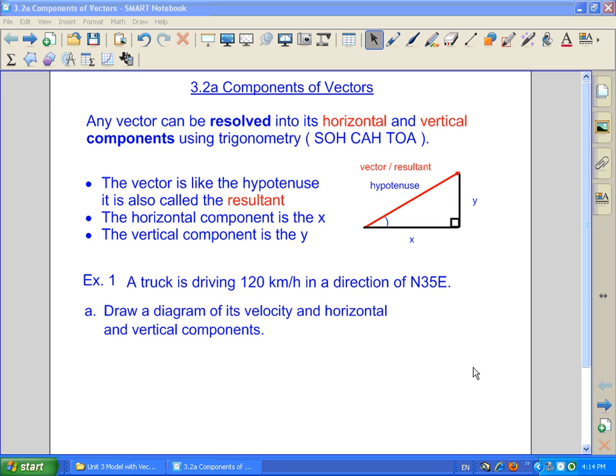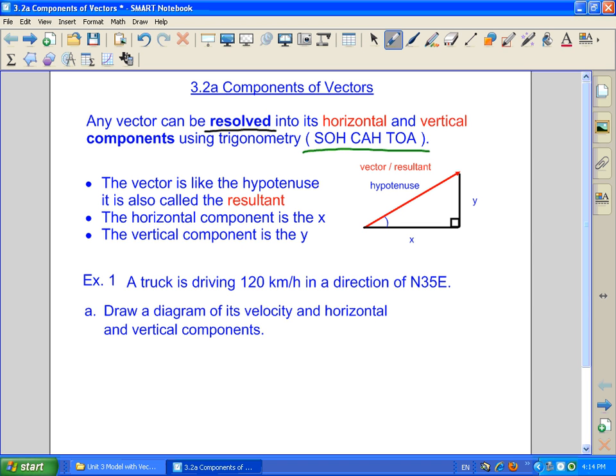Any vector can be resolved, this is a new term, into its horizontal and vertical components using trigonometry. So we're going to be using SOHCAHTOA because we have a right angled triangle. The vector is like the hypotenuse, so it's also called the resultant. Then you're going to have your horizontal component, which is x, and your vertical component, which is y.